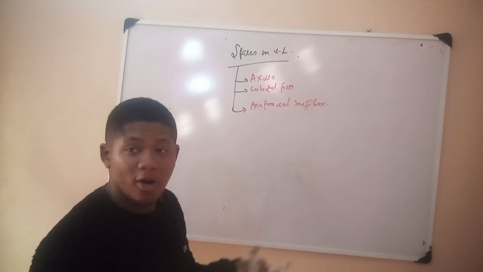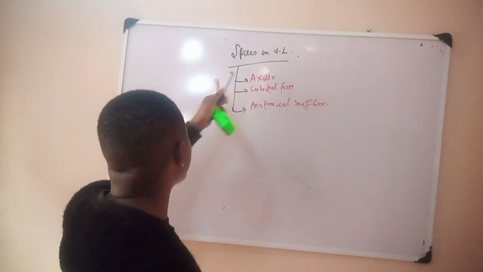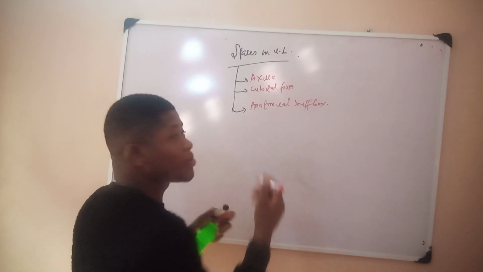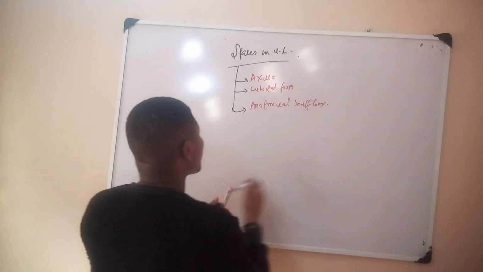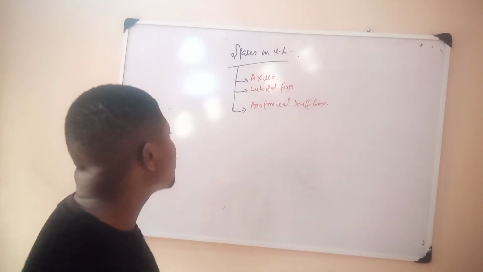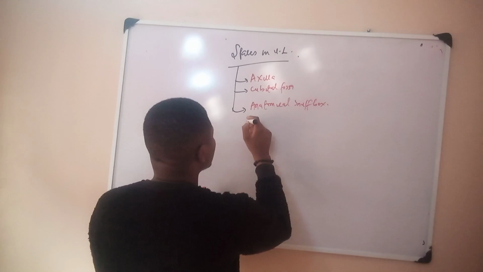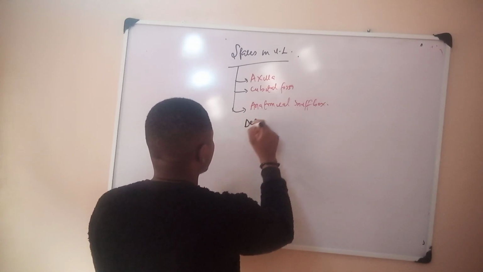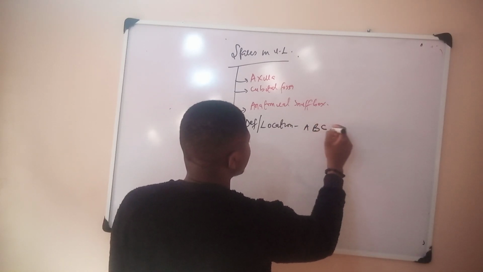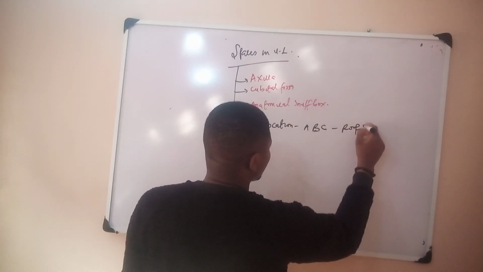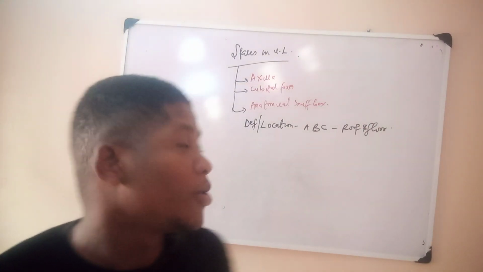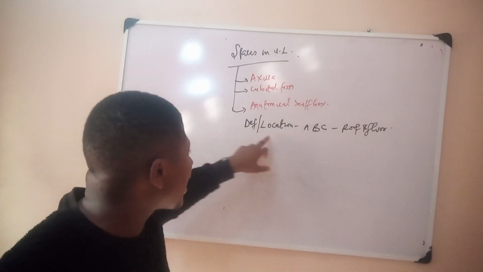But before that, I'm going to explain all of these important spaces, in both the upper limb and lower limb, and in other regions of the body, using this code: definition/location, A, B, C, roof and floor. So what do we mean by definition/location? We define and locate.